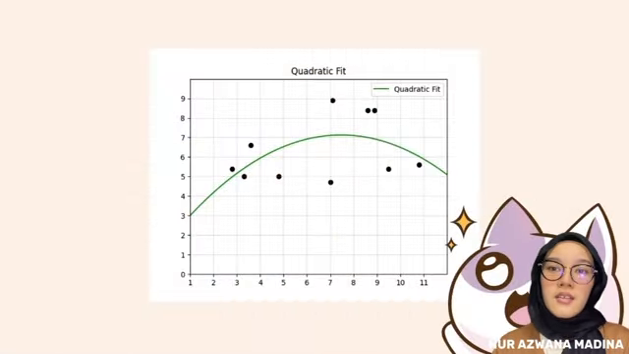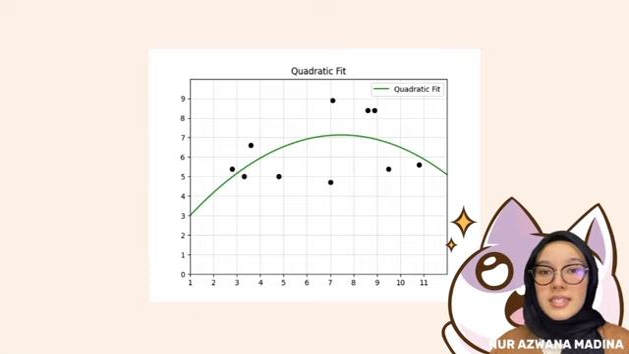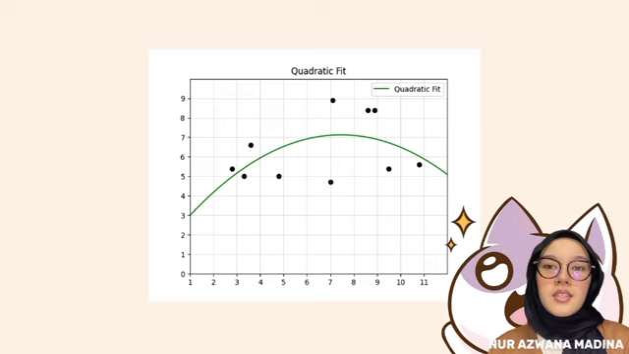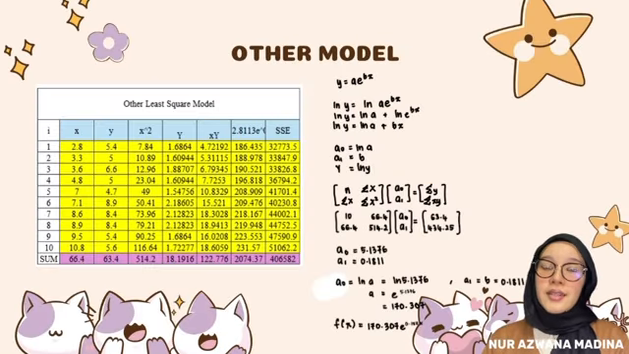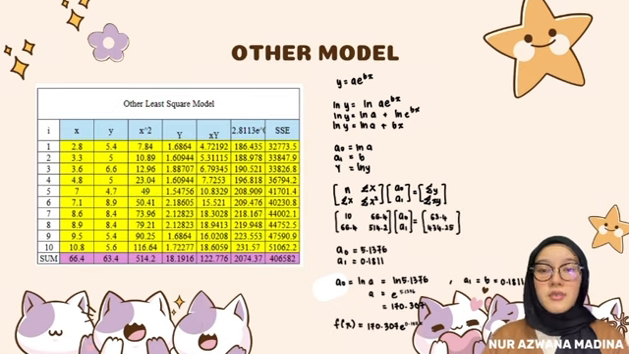So here is the graph of the quadratic fit. As we can see, the curve fits the trend of the data quite well, capturing the rise and fall pattern of the data points. The other model that we use is the exponential model.